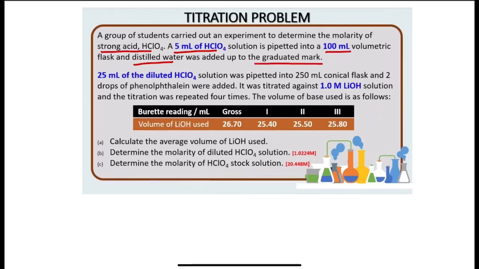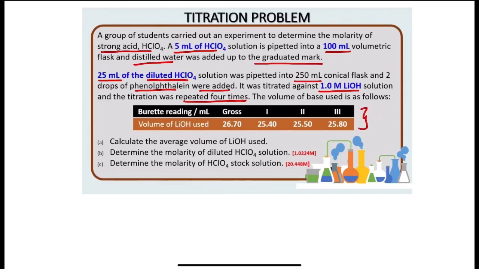And the second part says 25 ml of this diluted HClO4 solution was then pipetted into a 250 ml conical flask and 2 drops of phenolphthalein were added. This was titrated against 1.0 molar lithium hydroxide solution and the titration was repeated 4 times. The volume of base used are shown as follows.